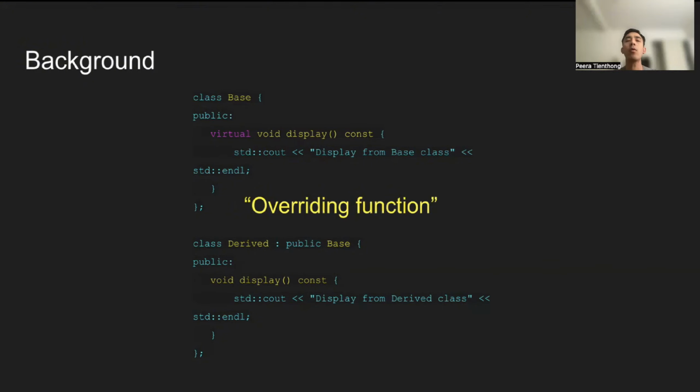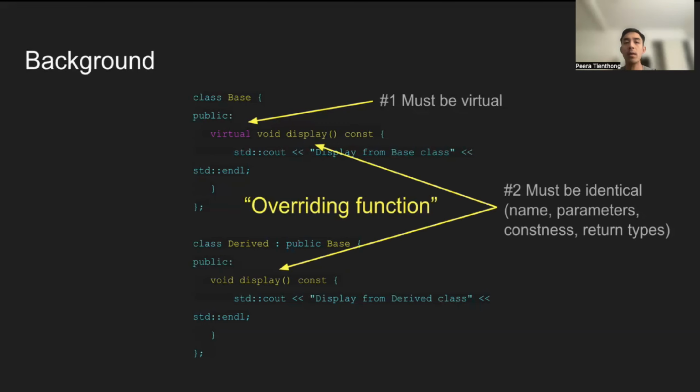Right? To make the overriding function valid, we have two simple rules here. The first one: the member function display in the base class must be virtual, with this virtual keyword, because otherwise in the derived class, the display function won't be overridden. The second rule is that the two functions must be identical. This includes the name of the function, the parameters inside parentheses, the const qualifier, and the return type. Otherwise, it won't override the base member function.